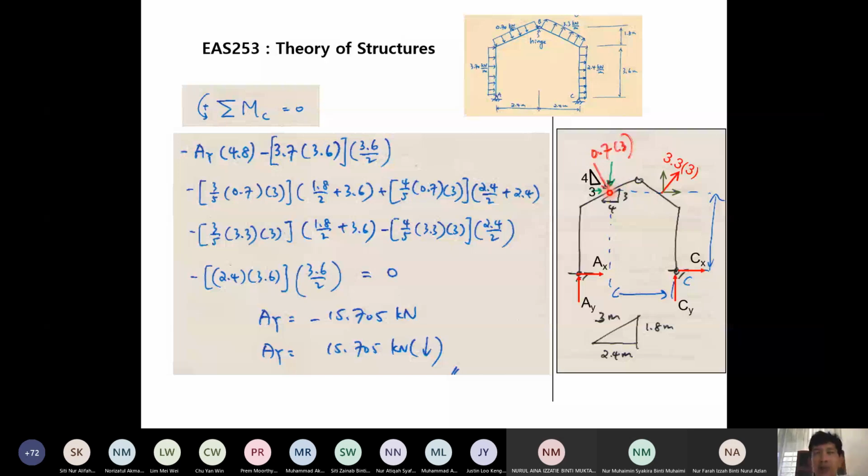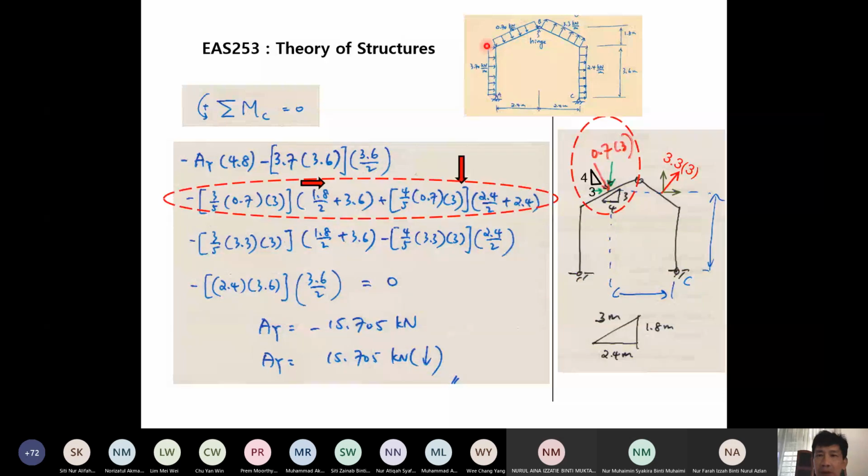So that is a bit about the other things that we need to know in order to write down this equilibrium equation for moment. Now let's go into one by one. So the first one is AY. This is moment due to AY. The second one, this is moment due to this UDL, which is acting in horizontal directions.